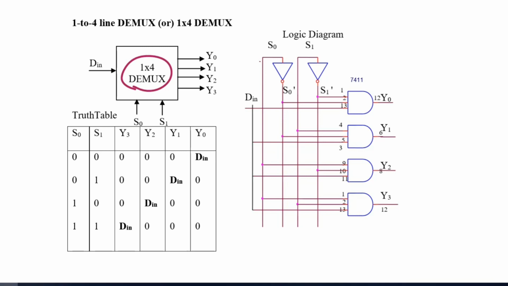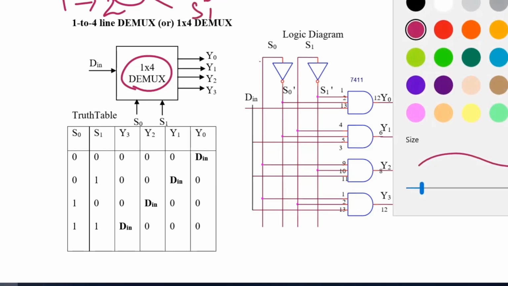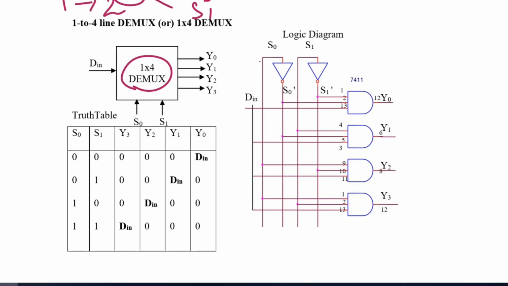So 1x4 demux means 1 input to 2 power 2 outputs. So how about the selection lines? We have two selection lines, S0 and S1. Then how many combinations does it receive? It has combinations of 0 0, 0 1, 1 0, 1 1. So we have 4 combinations of selection line. See here, selection lines S0, S1: 0 0, 0 1, 1 0, 1 1.